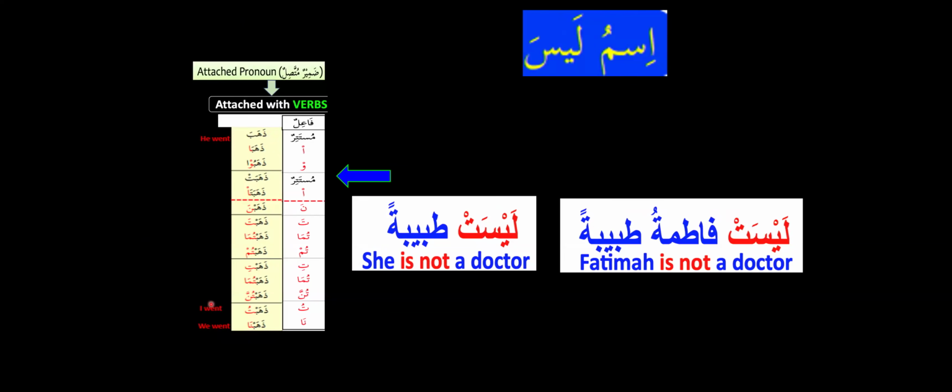What's going to happen with Laysa? Ismu Laysa is possible, it can be a noun. So Laysat Fatimatu Tabibatan, Fatima is not a doctor. Or Ismu Laysa can be a pronoun, exactly like Ismu Inna. So I don't really need to explain that to you in detail. You understand that Ismu Laysa can be an Ism Zahir, Laysa Zaidun Maridan, for example, Zaid is not sick, or it could be a pronoun.